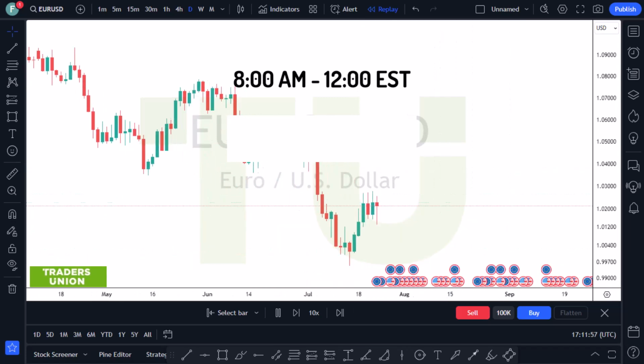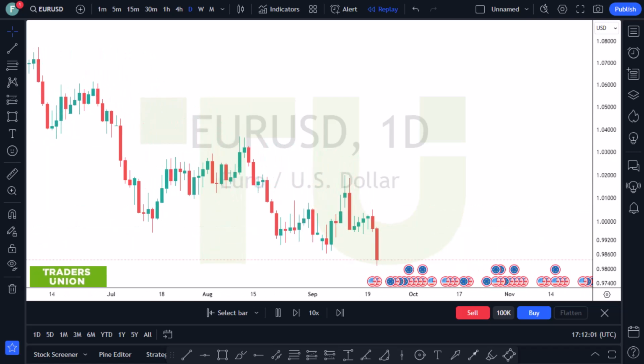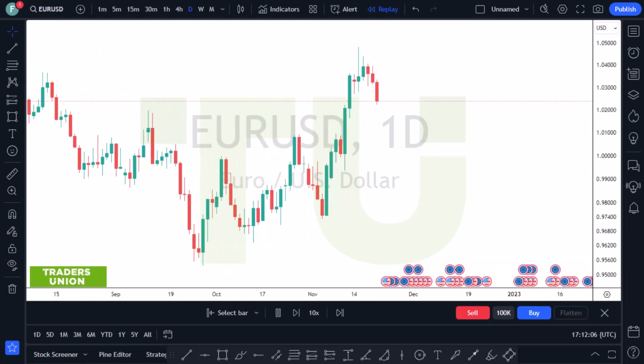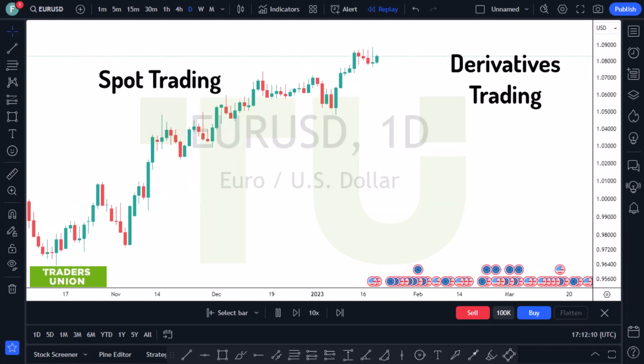Trading this popular currency pair on the Forex market requires a strategic approach. It begins with understanding how to access the market and what strategies to employ. The EURO-USD market can be accessed through spot trading and derivatives trading.